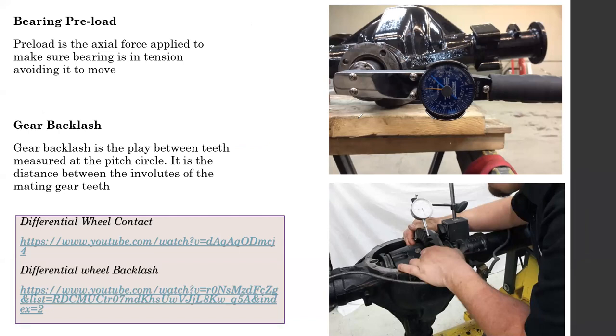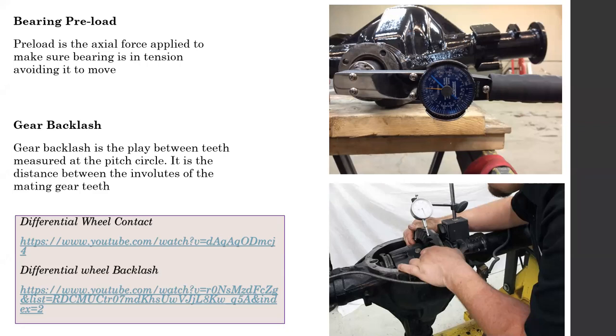Right. So preload adjustment is, as I told you earlier, how well the actual force is applied on the bearing. Once it's properly applied, only then can you feel the bearing is in tension, right? So it will avoid it moving back and forth. And the gear backlash is, once the gears are in contact, there's a small play, right? That play should be there, but it should not be more, and it should not be less.